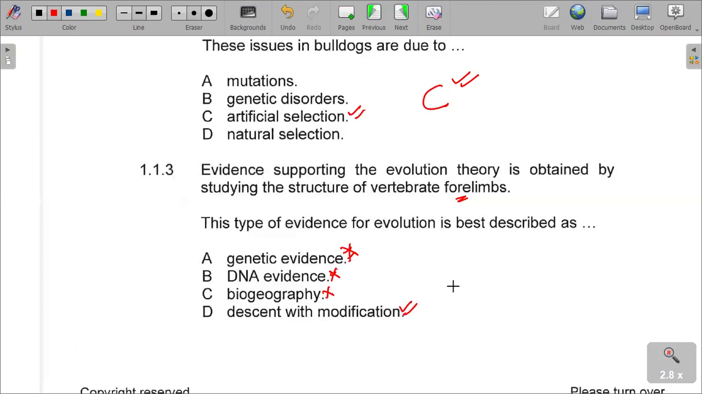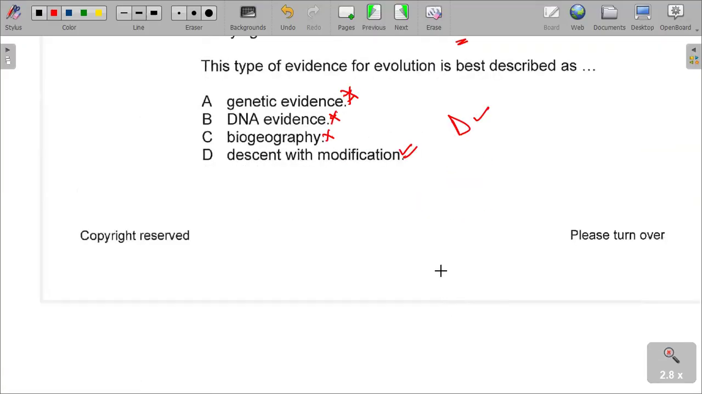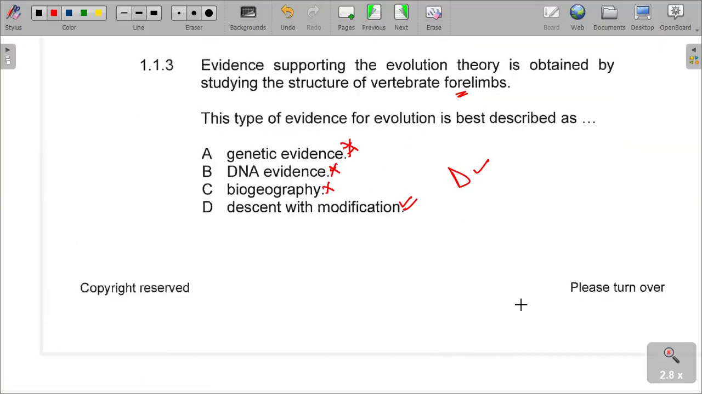Descent with modification. Other books say modification by descent and structural similarities. So the answer is what? The answer is G. Question 1.3, the answer is D. And then next question.